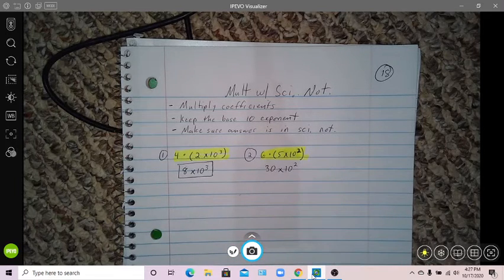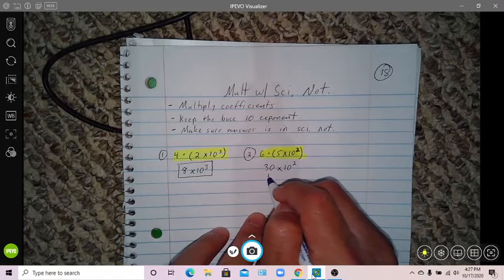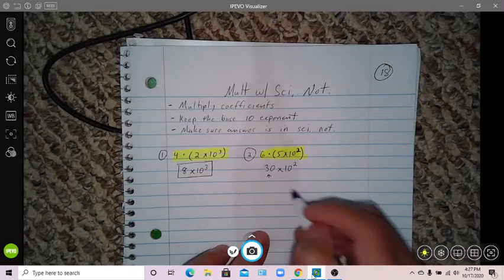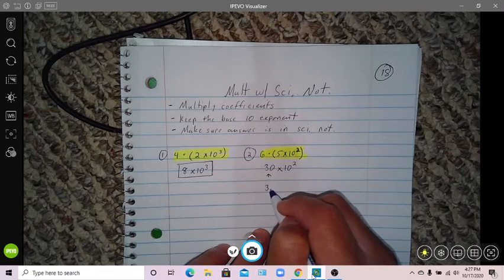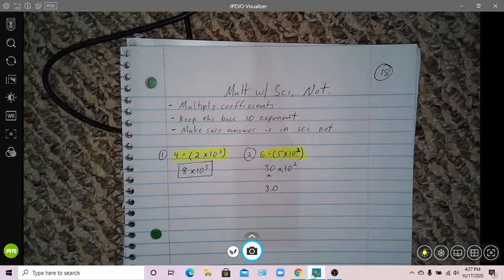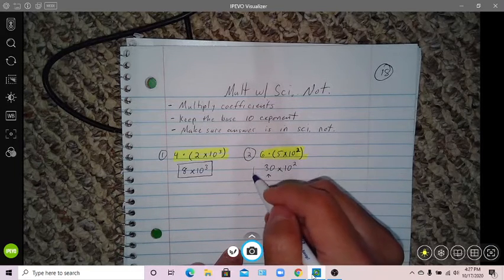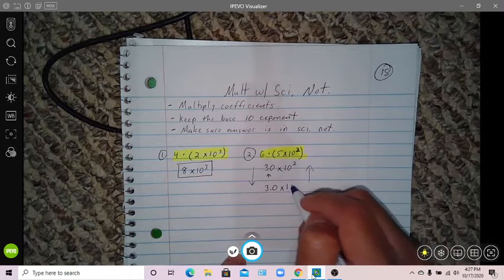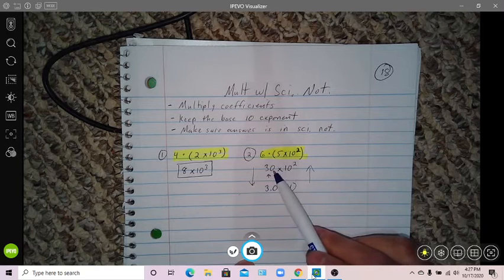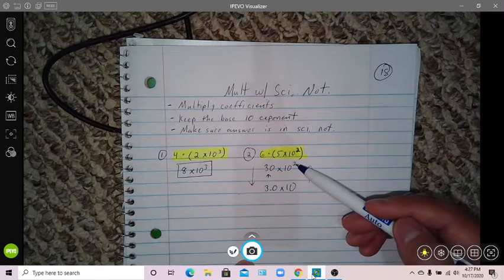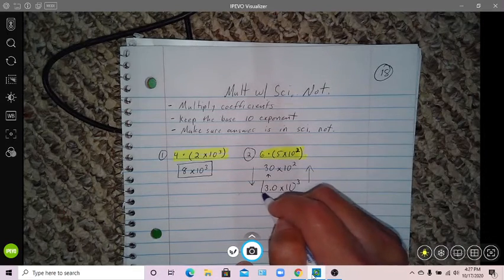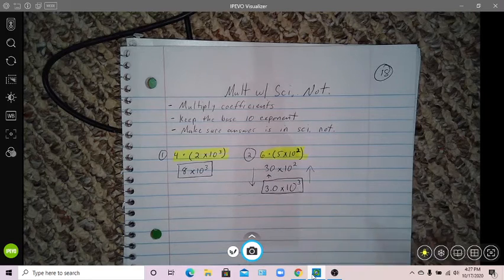So that last step, make sure the answer is in scientific notation. That's important. We want the decimal between the 3 and the 0, so we're going to change the 30 to a 3. You can put a 3 or a 3.0, it's up to you. So we went from 30 to 3. We made this whole thing smaller, so we need to make the exponent bigger. We made this smaller by 1 place value, so we need to make this exponent bigger by 1. So this is going to become 3 times 10 to the third.